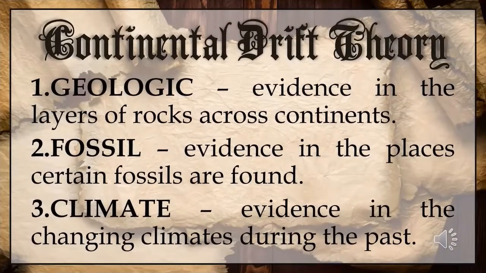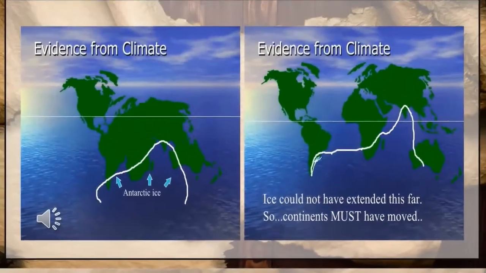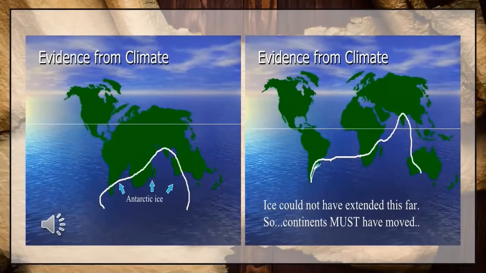The last one is climate, the evidence in the changing climates during the past. Again, Wegener returned to the library and he began to look at the past climate data, meaning he looked at the evidence of cold and warm weather in the different parts of the world, and he found something fascinating. He first looked at the glaciers.